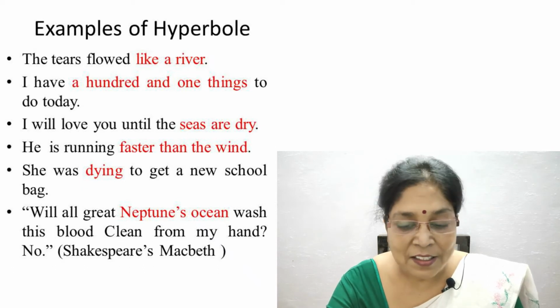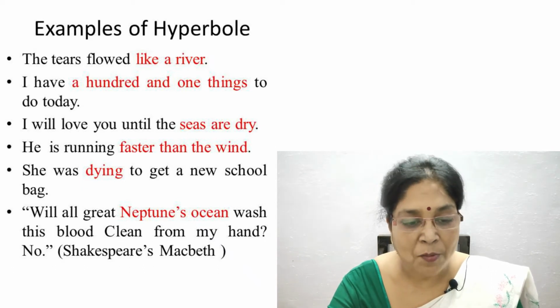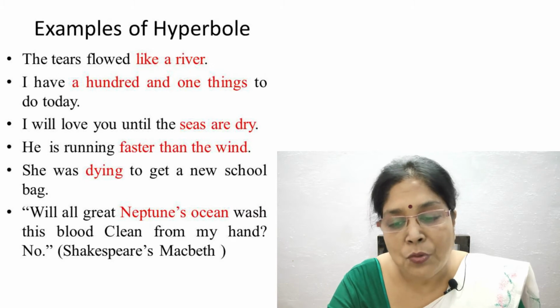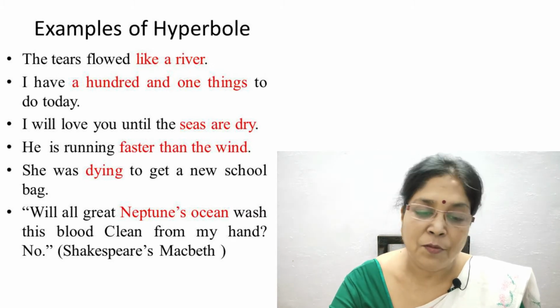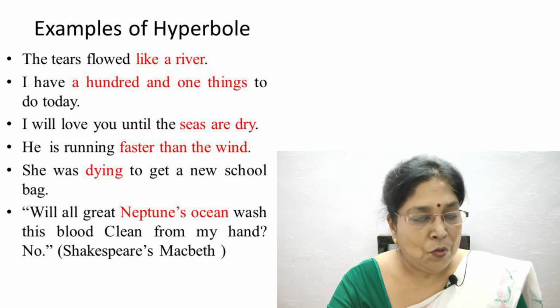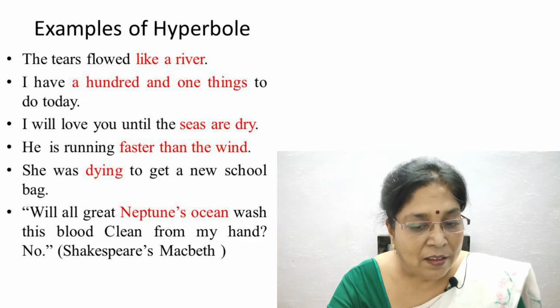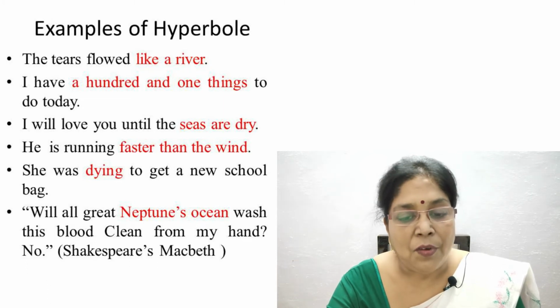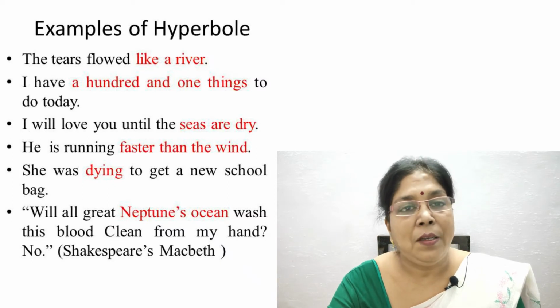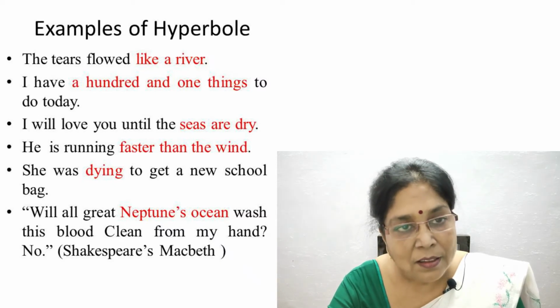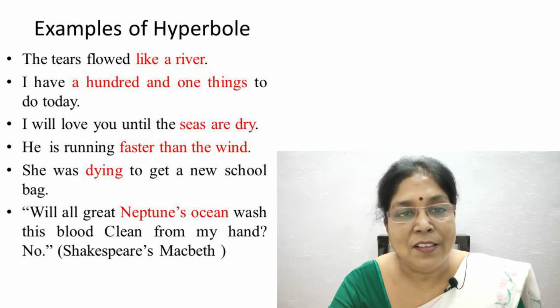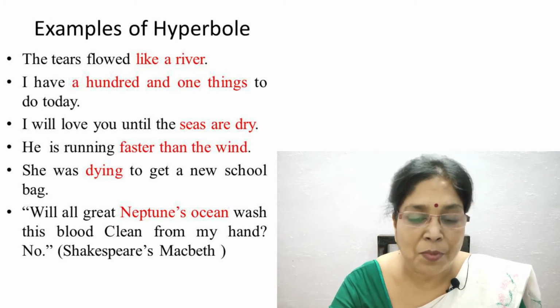And the last example is from Shakespeare's Macbeth. Will all great Neptune's ocean wash this blood clean from my hand? The blood is there on his hand, and he is asking, will all the oceans be able to wash the blood clean from his hand? The answer is no. So it is in a hyperbolic manner.